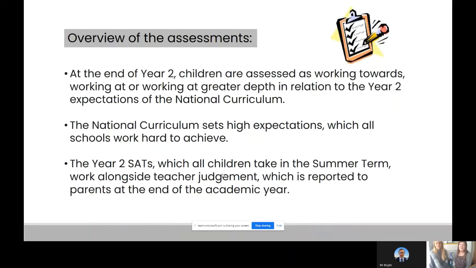Okay, so the overview of the assessment. As you are aware, at the end of Year 2, children are assessed in 3 categories: working towards the expectation, working at the expectation, or working at greater depth in relation to the Year 2 skills of the national curriculum. We work really hard throughout the year to achieve those high expectations. At the end of the year, alongside the SATs, we will make some teacher judgments, which are reported to you, and we will say whether your child is working towards, working at, or working at a greater depth level.